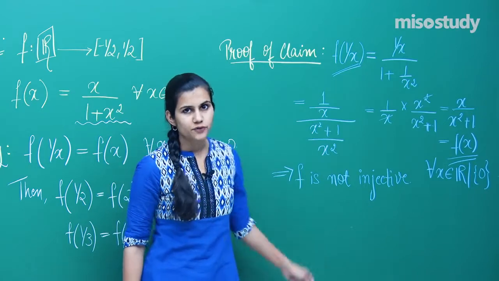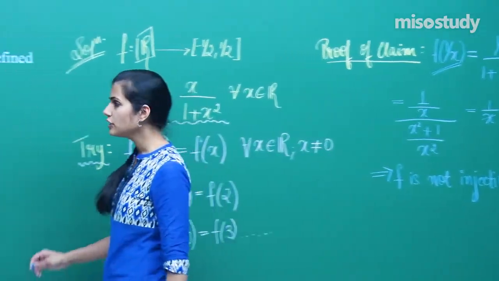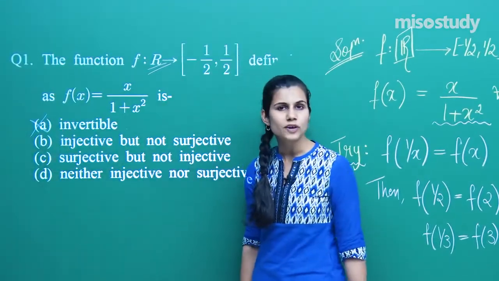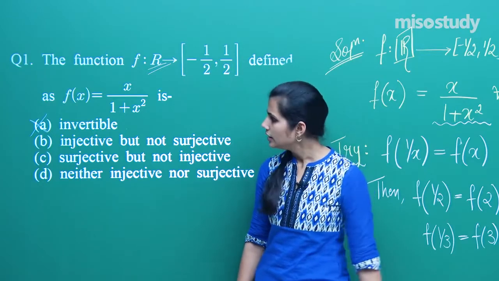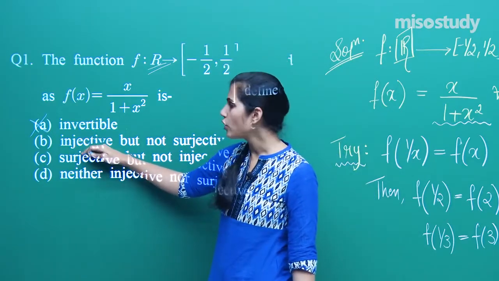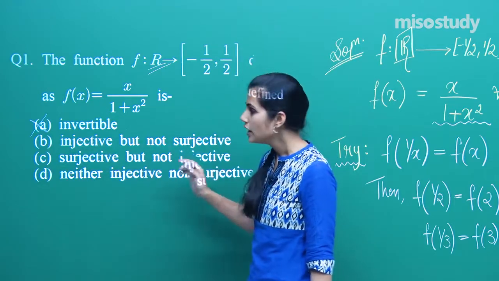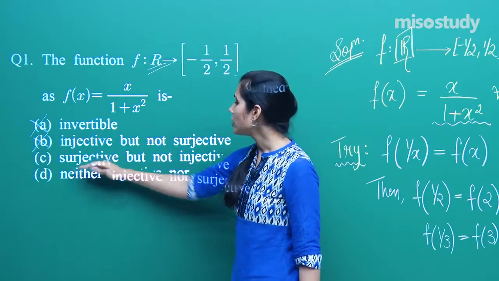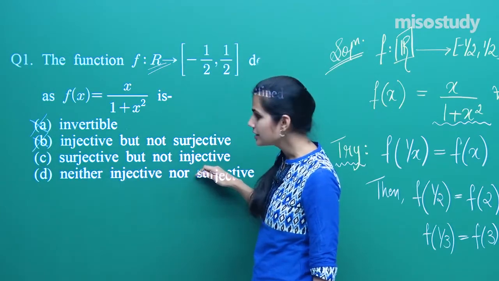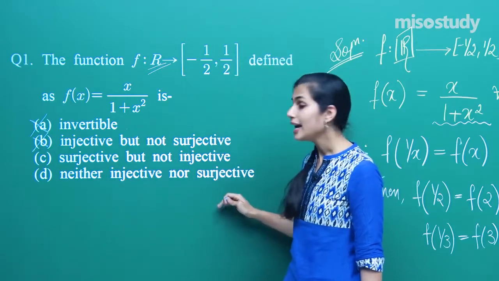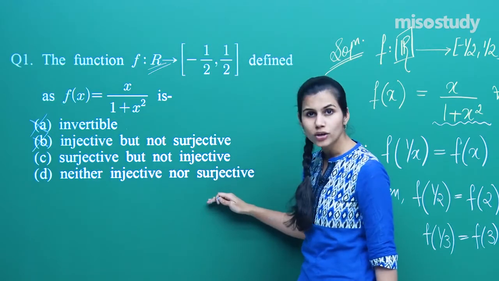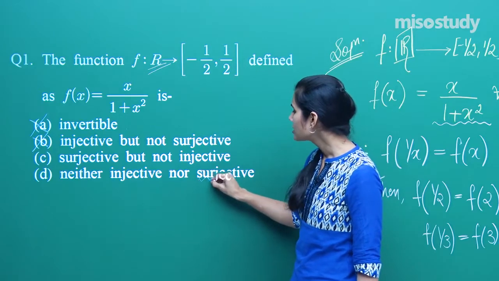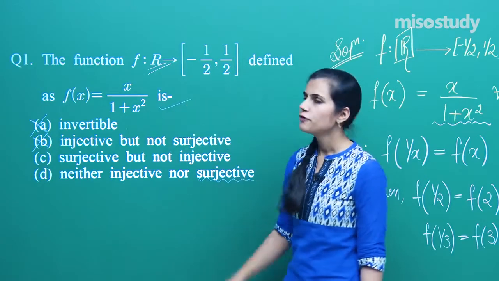So just by this observation, if I go to the options, of course f cannot be invertible because invertible demands the function to be both injective and surjective. It cannot be option B also because it says it is injective but not surjective. So if it is not injective, option B is also wrong. C says it is surjective but not injective. I don't know about that. D says neither injective nor surjective. Well, I know it is not injective, but how can I be sure that it is not surjective? That means now we have to move on to check the surjectivity of this function.